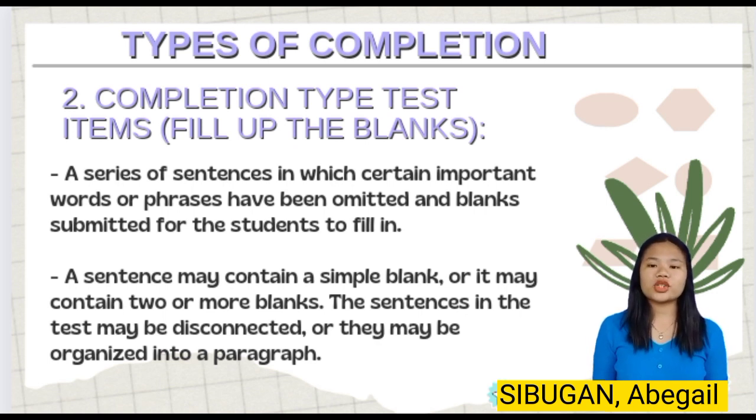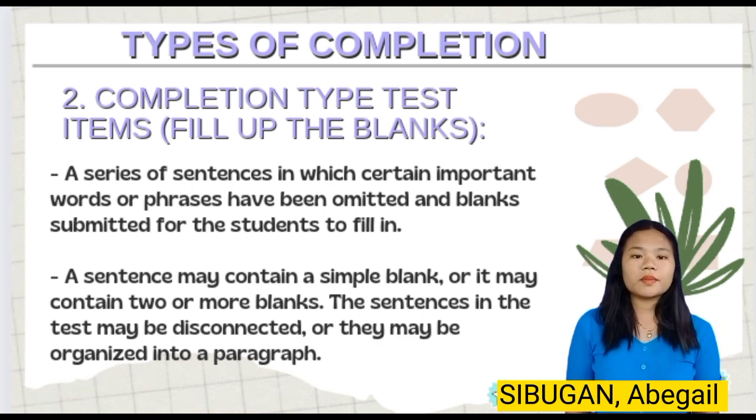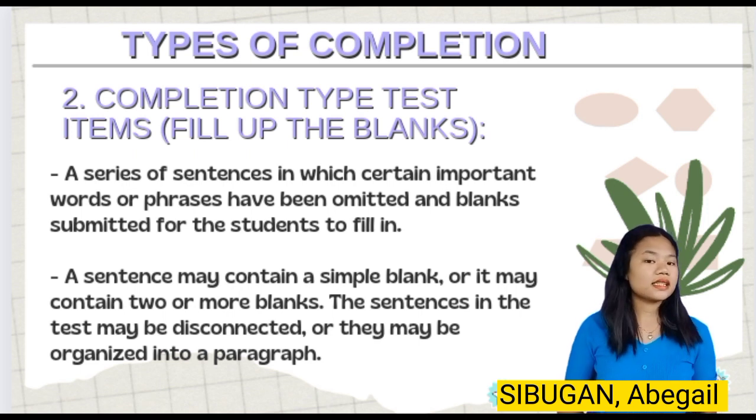However, unlike the other question types, completion questions rely more heavily on recall than cognition. A sentence may contain a single blank or it may contain two or more blanks. The sentences in the test may be disconnected or they may be organized into a paragraph. Do not insert too many blanks, as this can make the question ambiguous and often meaningless. It is better to break the item up into a number of sentences with fewer blanks in each.